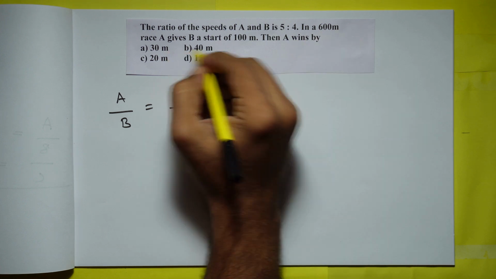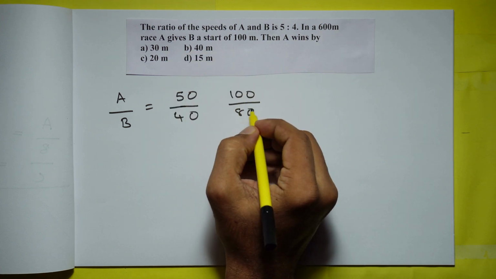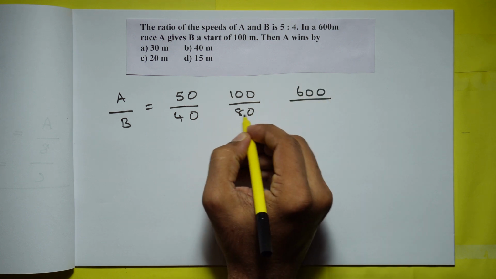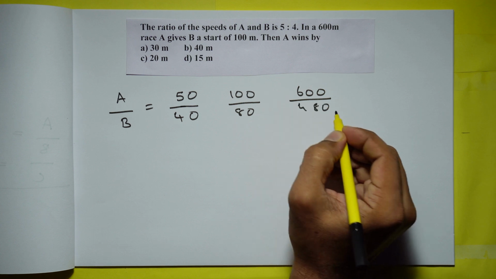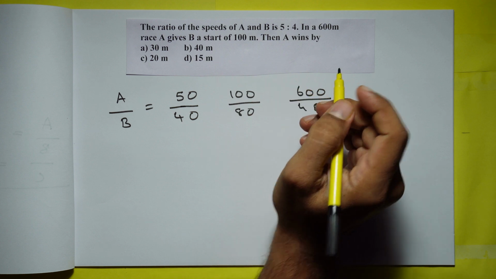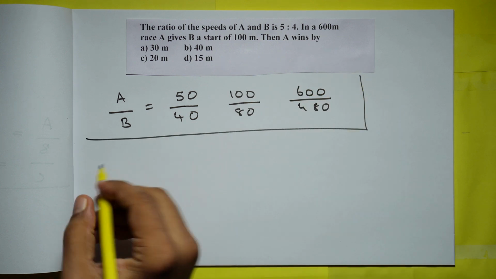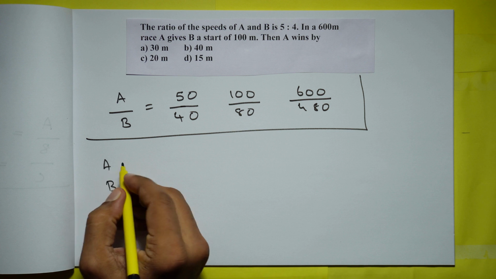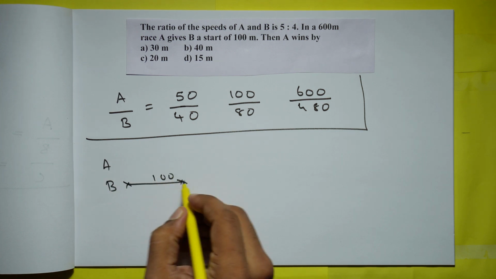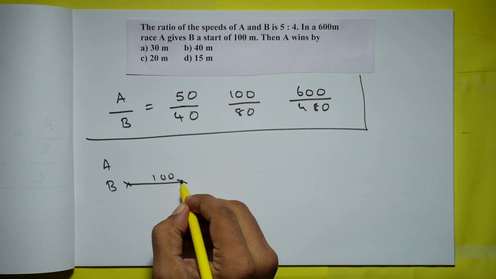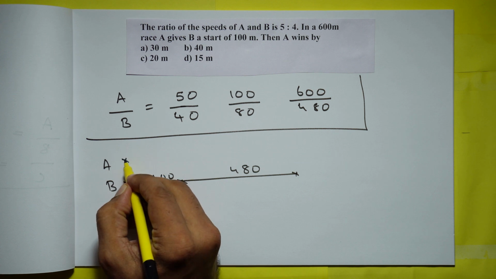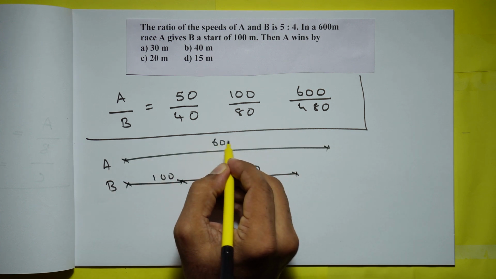Now it is a 600-meter race. So if you multiply both values by 6, when A does 600 meters, B will do 80 into 6, that is 480 meters. Also, A gives B a start of 100 meters. So you have A and B here. A allows B to run initially for 100 meters. And in the time that B does 480 meters, A will do the full 600 meters and A will complete the race.